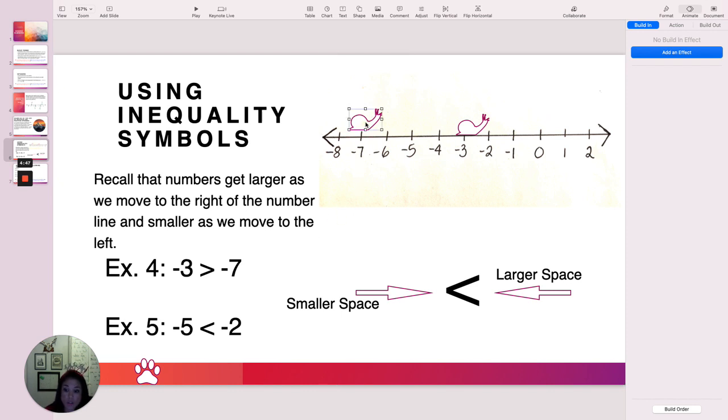Okay, so let's look at another example. -5, let me put my little paw print right above -5, is less than -2. So this is true because, although 5 is larger than 2, when we're talking in negative terms, -5 is smaller than -2.